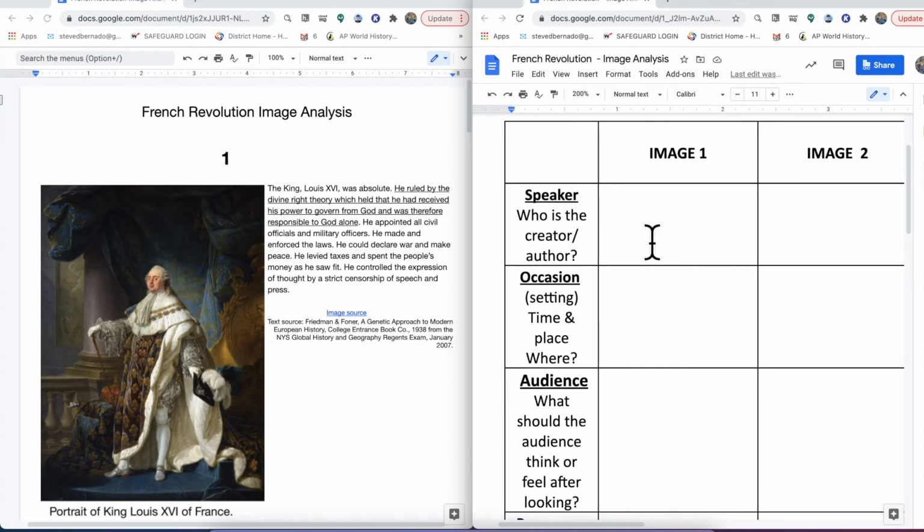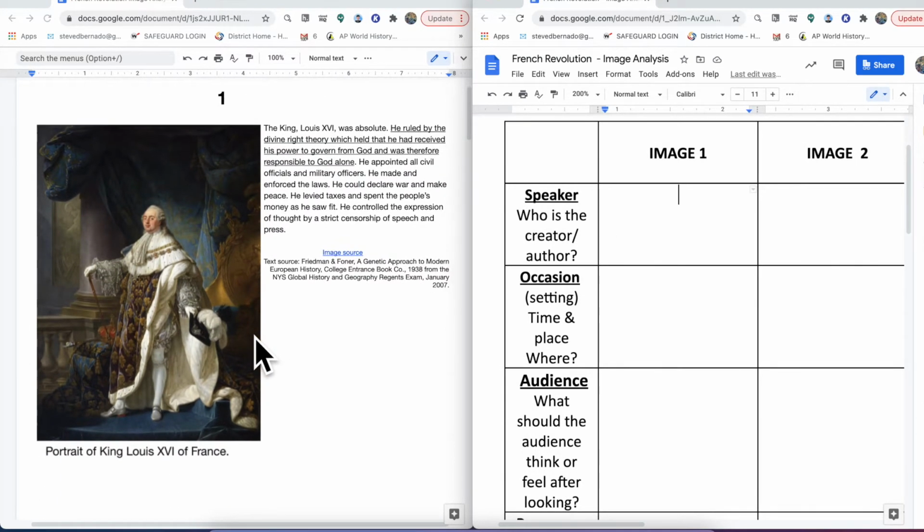All right, so image 1, what are we looking at? Okay, so it's a picture of an individual and he looks all dressed up and he looks like a pretty important individual, and maybe this is like a painting of a really important individual. Let's look at the bottom. It says portrait of King Louis the 16th of France. Okay, this is King Louis, the 16th king of the country of France.